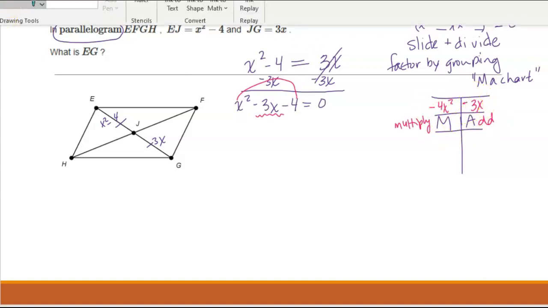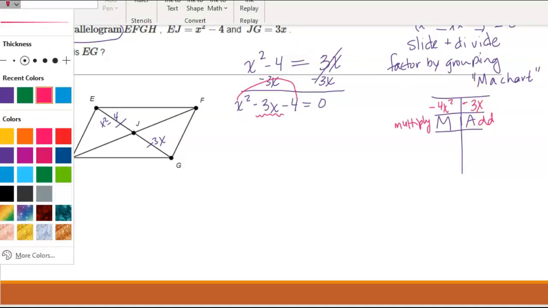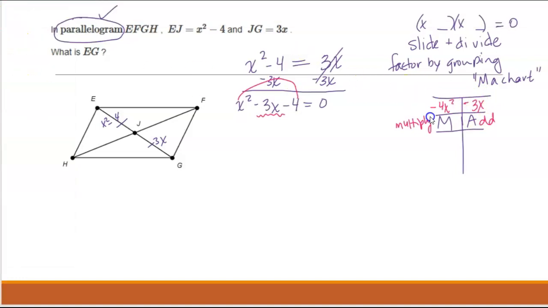So let's start listing the factors of negative 4x squared. So you could say negative 2x times 2x, right? That'll give you negative 4x squared. It's always a good idea to write them both ways, just in case. And then you could also do negative 4x times 1x, and negative 1x times 4x. It doesn't really matter which one is negative. You can still get that negative 4.